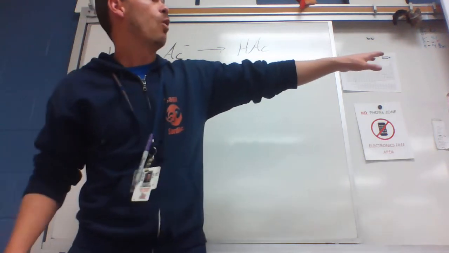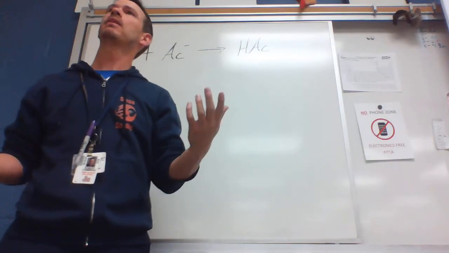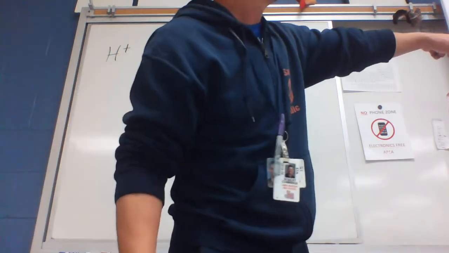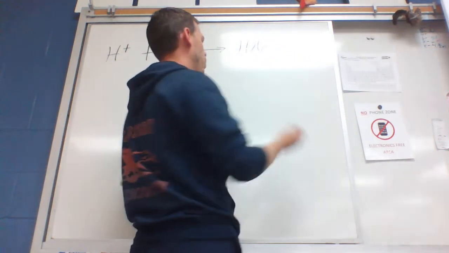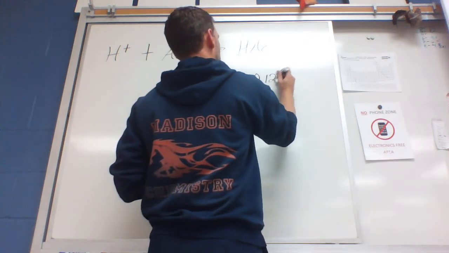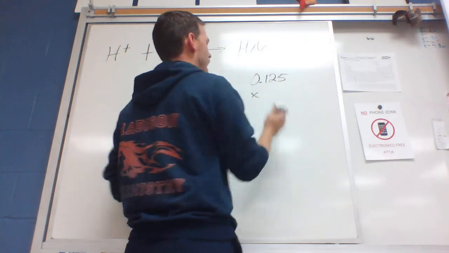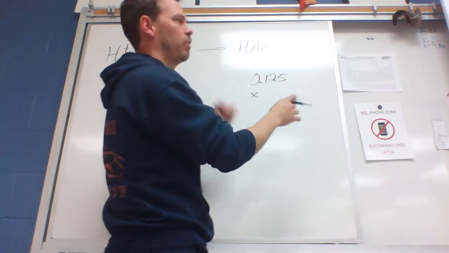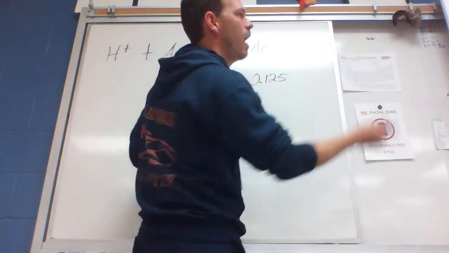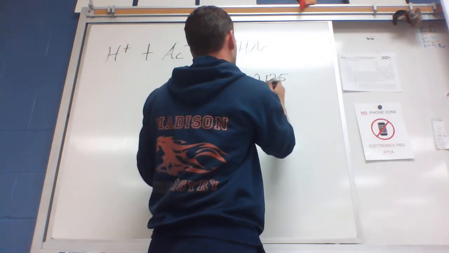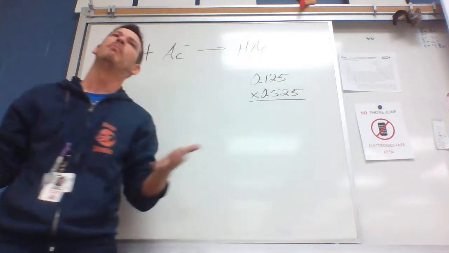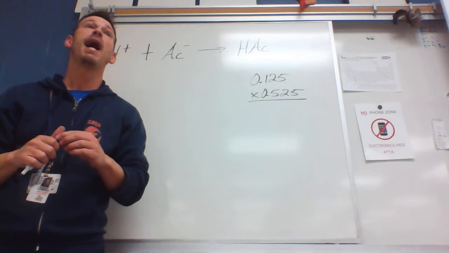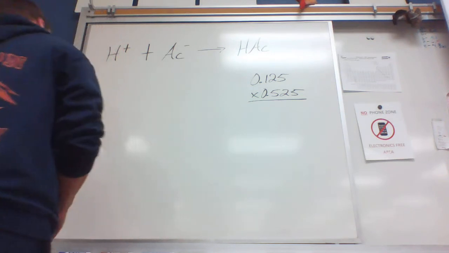So, in order to find, for example, the H plus moles, it's molarity times liters. It gives me milliliters, so I'm not going to do times 125. I'm going to do 0.125 times, and this is over in the margin of your notes, I wouldn't put it below the HAC, times the 0.525. Does everybody see why I'm multiplying those two numbers? I want moles of him.